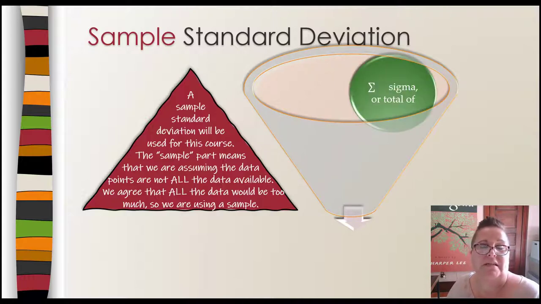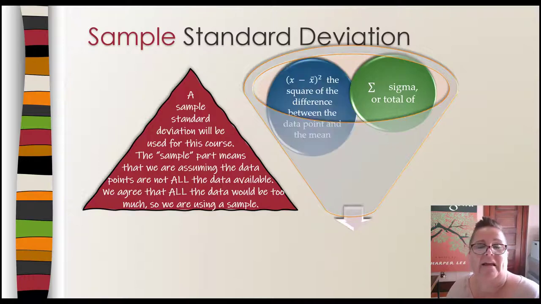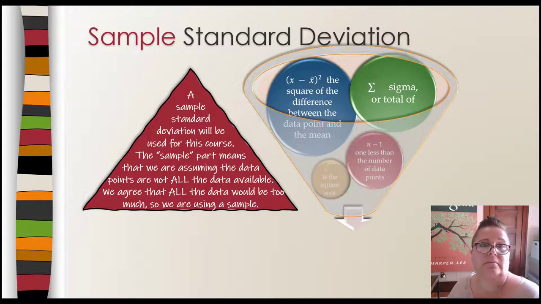The first is that we're using a sigma, or a total. That little Greek letter, just like we used it in mean, means that we're going to total up or add up. What we're adding is the x minus x bar squared. This is the difference between the data point and the mean squared. We're going to divide that by 1 less than the number of data points in our sample set, and then we're going to take the square root of that number.